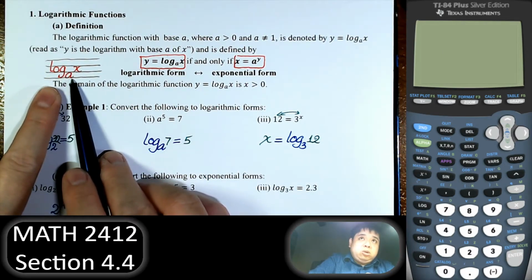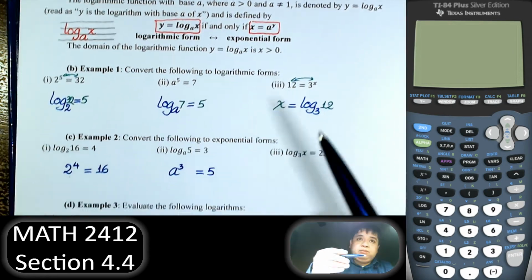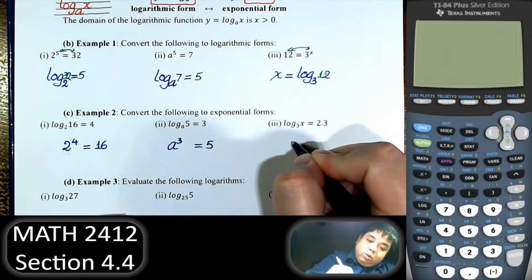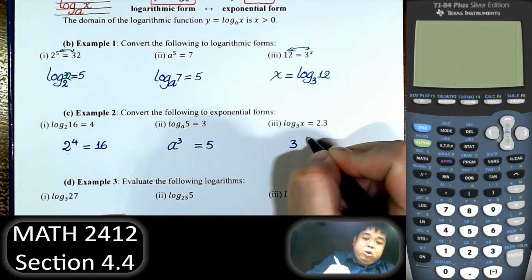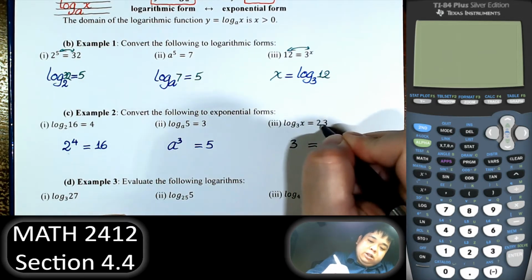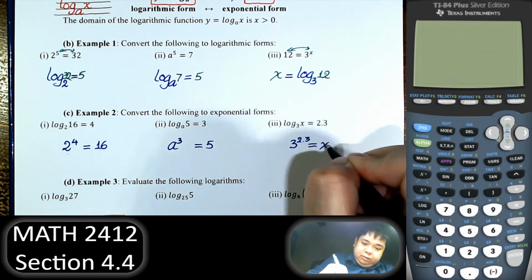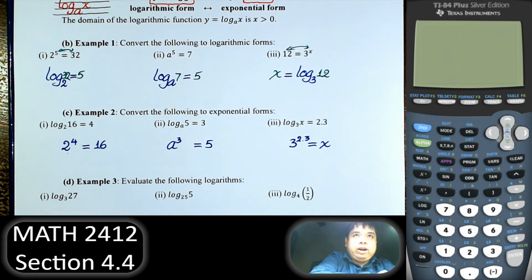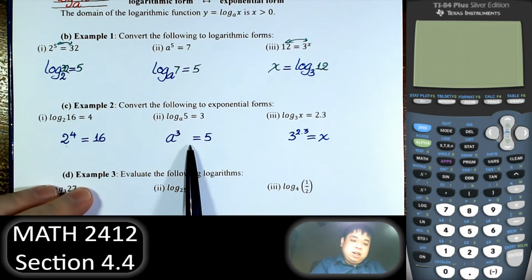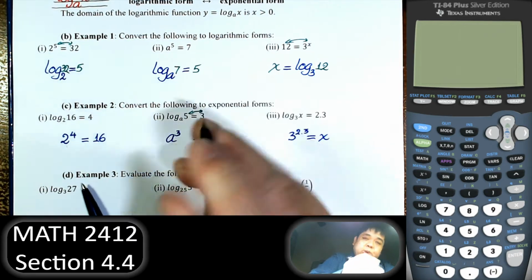The base is the subscript in the exponential form. The base stays on the same level as everything else. Now the 3 is the subscript, which is the base. In exponential form it will be on the same level, and then we interchange the other two, x and 2.3. Right, so that's what we have. So the base will stay the same, and then we just interchange the other two.